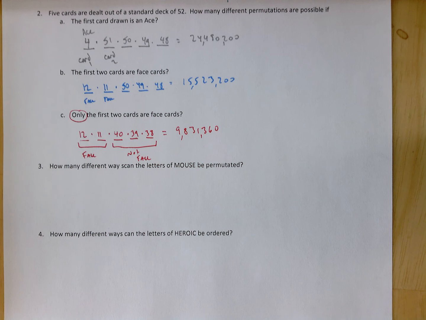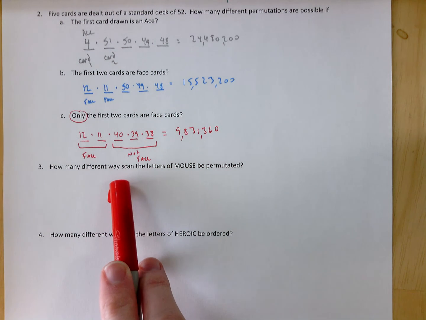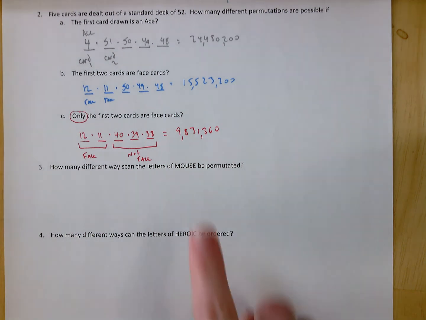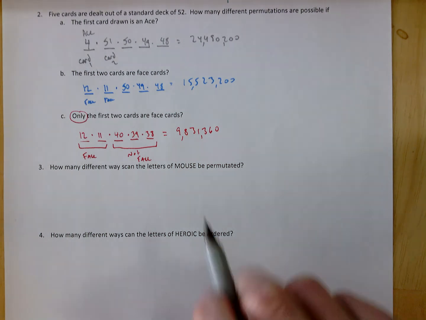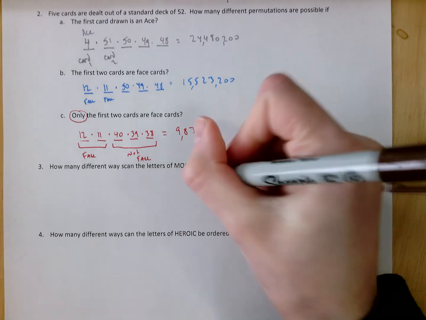All right, next one. How many different ways can the letters of the word mouse be permutated? Space is in the wrong spot there. Okay. So how many different ways can we permutate the letters of this word? Okay. So this is going to be a common type of problem. So the first thing I want to look at is just how many letters do I have, right? So 1, 2, 3, 4, 5. So we got 5 letters, right?